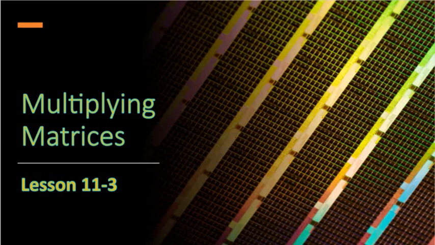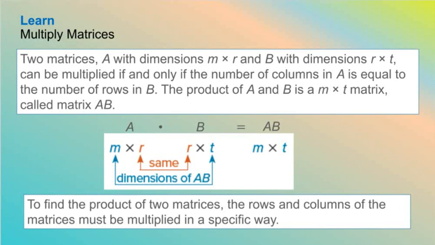Lesson 11-3, multiplying matrices. Two matrices, A with dimensions of M by R and B with dimensions R by T, can be multiplied if and only if the number of columns in A is equal to the number of rows in B. So the product of A and B is the M by T matrix called matrix AB. When you put the dimensions side by side, the middle two have to be the same number.